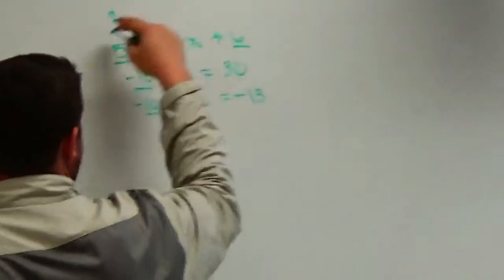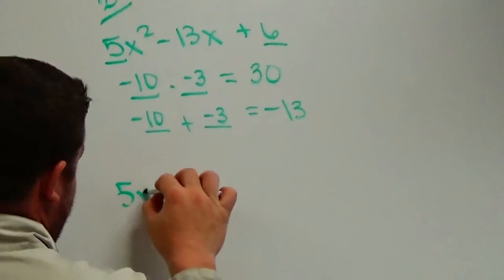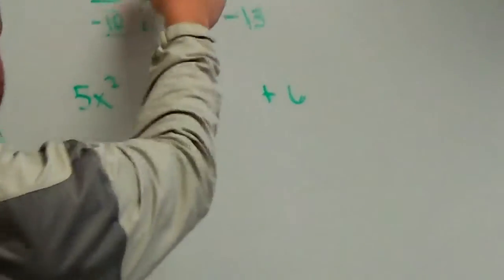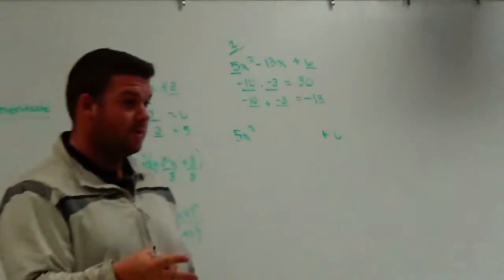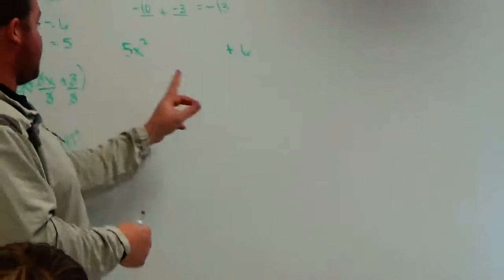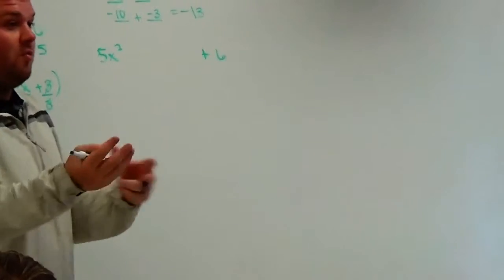Alright, so these first two terms are going to stay the same. 5x squared and plus 6. So we've got 5x squared and then a plus 6 over here. The middle two terms is going to go from having 1 to 2 terms, where I can group them with each, the leading coefficient and with the constant. Does it matter in which order you put them in? Yeah, it's going to matter.